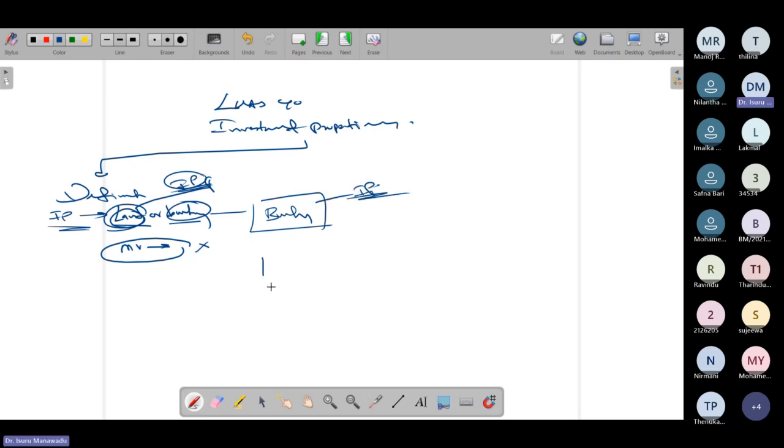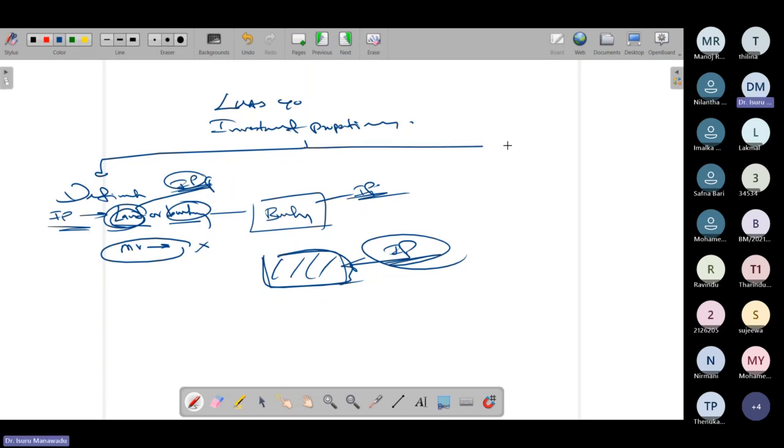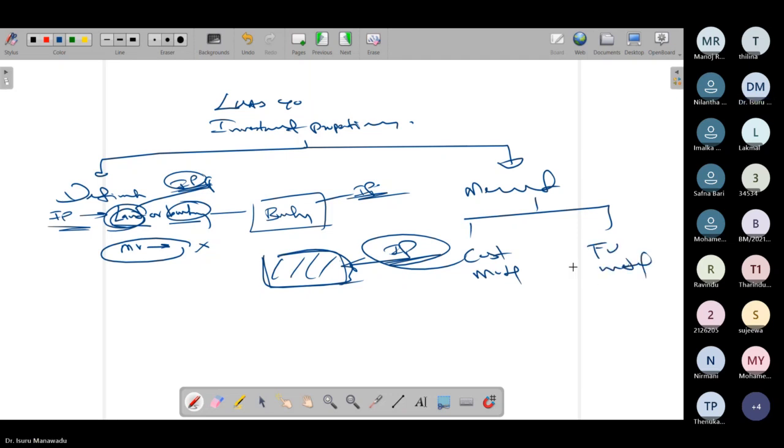Let's say there is a construction going on, and the purpose of this construction is to rent this particular building in future. This construction is an IP. In IP measurement, there are two measurement bases, the cost model and the fair value model.